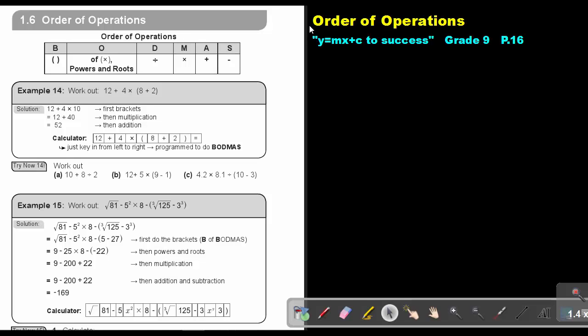Part 13, Order of Operations. You will find this on page 16 in the Namibian Mathematics Grade 9 textbook, y equals mx plus c to success. Let's first go through the order of operations.